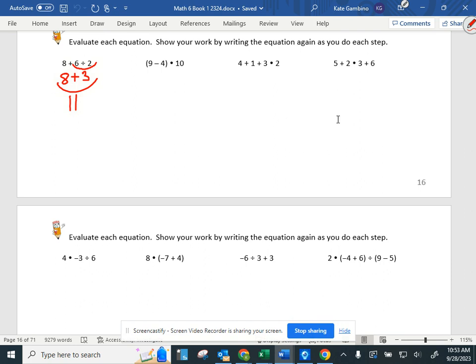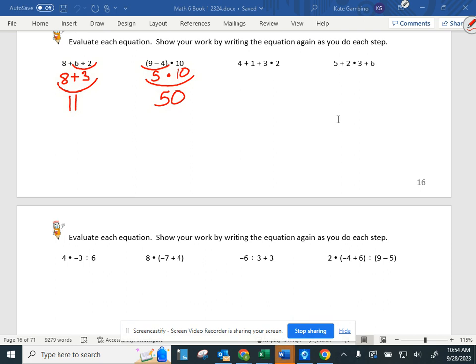What is the first thing I'm going to do with parentheses 9 minus 4 times 10? What's the first thing I do, Zelda? 9 minus 4. Yeah, I do my parentheses. Even though it's subtracting, it's inside the parentheses, so I have to do that first. So 9 minus 4 is 5. And then I'm going to bring down the rest of my equation. 5 times 10. So first I had to do 9 minus 4, my parentheses. Now I can do my next step, 5 times 10.